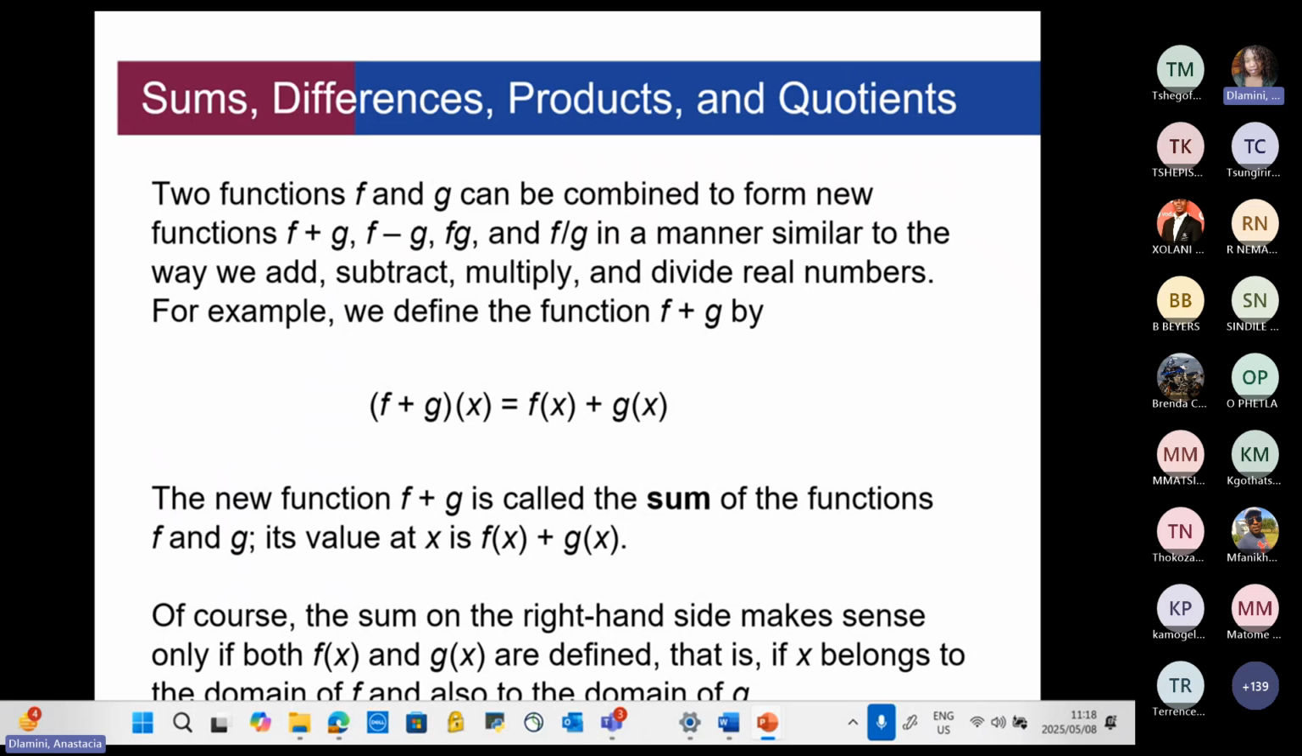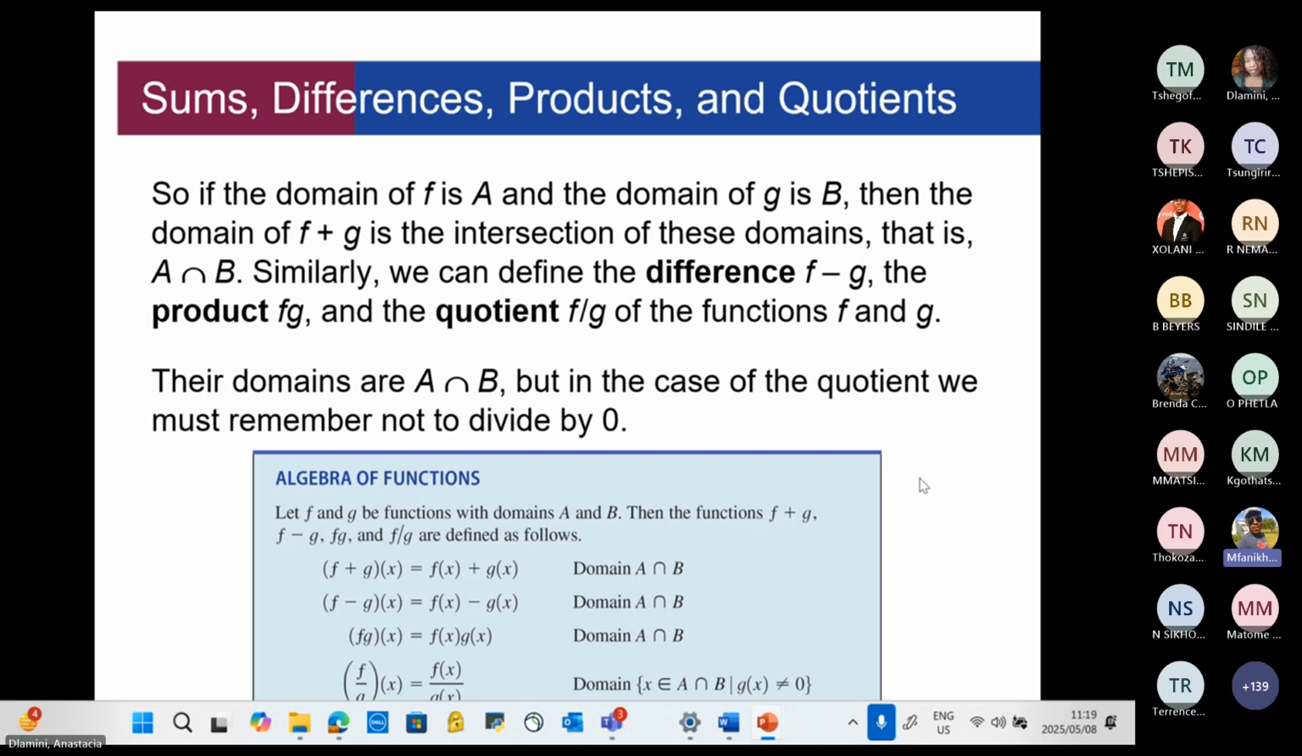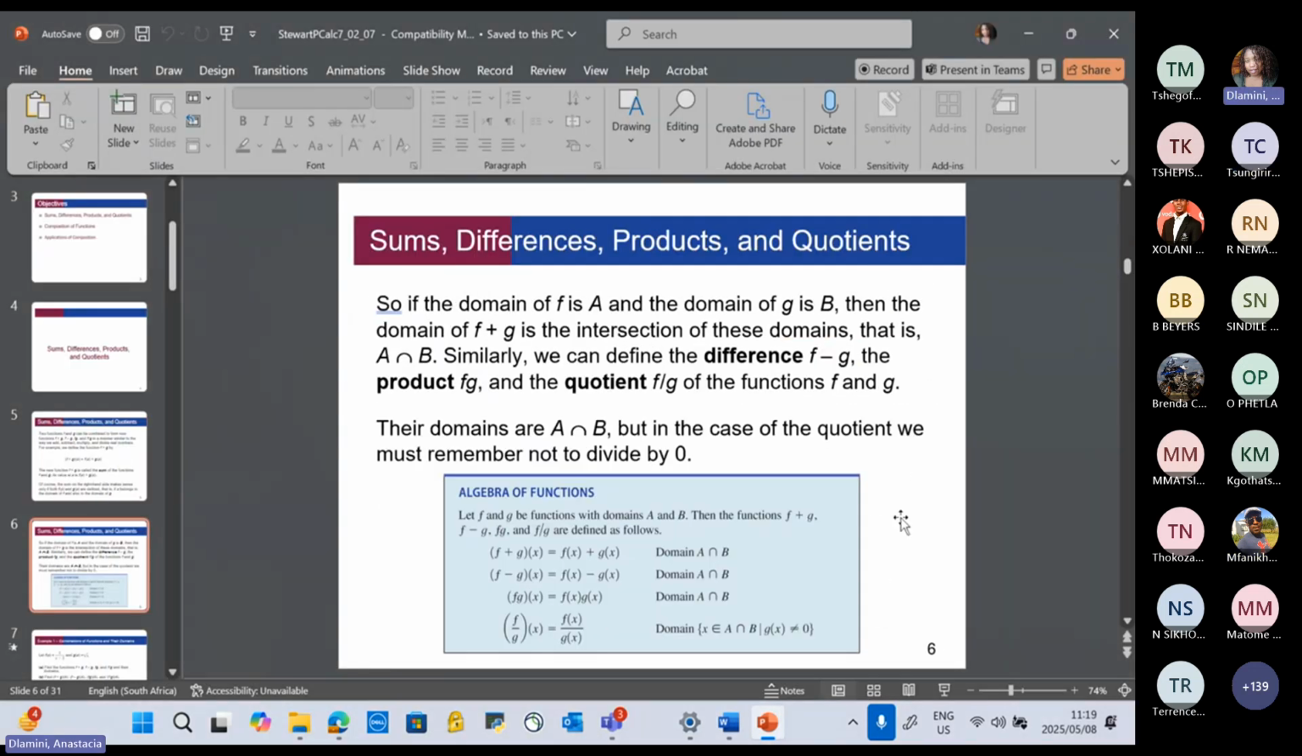Okay. So now they're saying that for f of x plus g of x to be defined, x has to be in both domains. Are we all okay there? Yes, ma'am. Thank you.